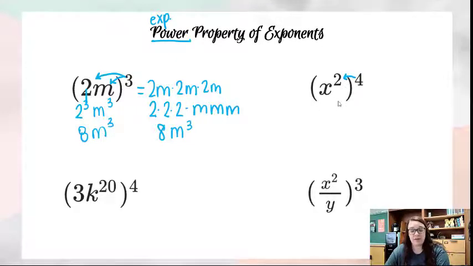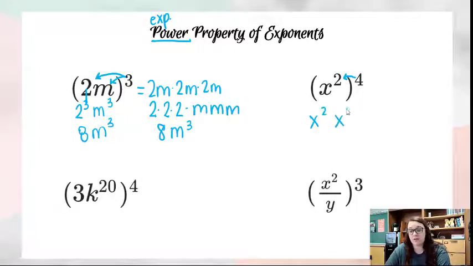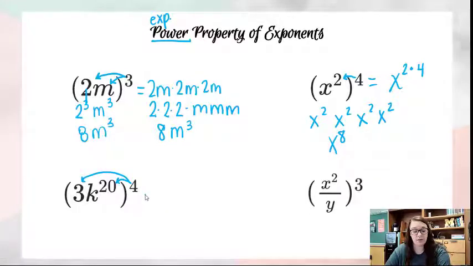Let's notice that on this one, when we expand, I'd have x squared, x squared, x squared, x squared. So I have 1, 2, 3, 4, 5, 6, 7, 8 of them, which really is x to the 2 times 4. So let's use that with the next one. When I distribute the 4 onto each of these, this was 3 to the 1st, now it's 3 to the 4th. This was k to the 20th, now it's k to the 20 times 4. Let's clean it up a little bit more.